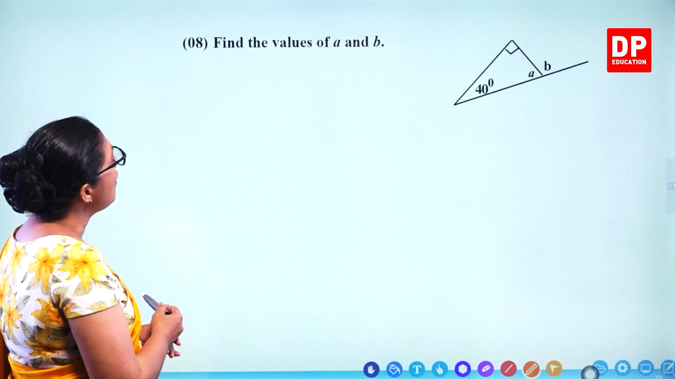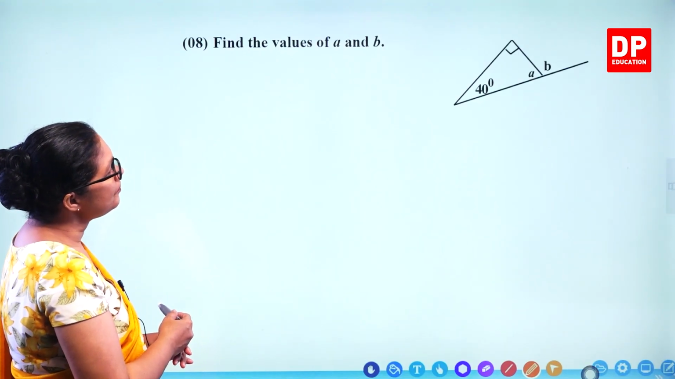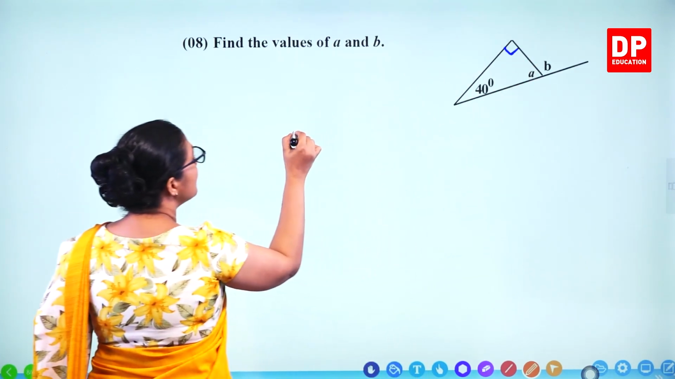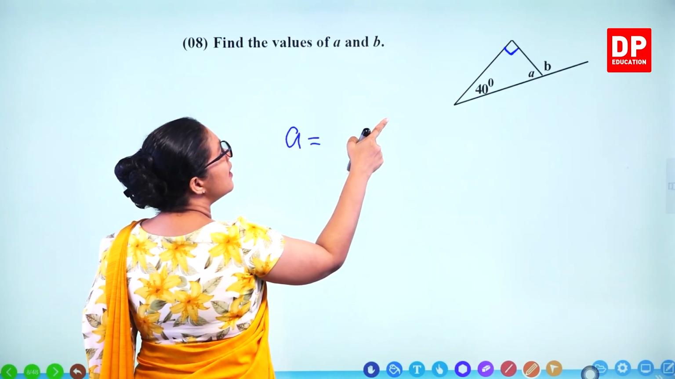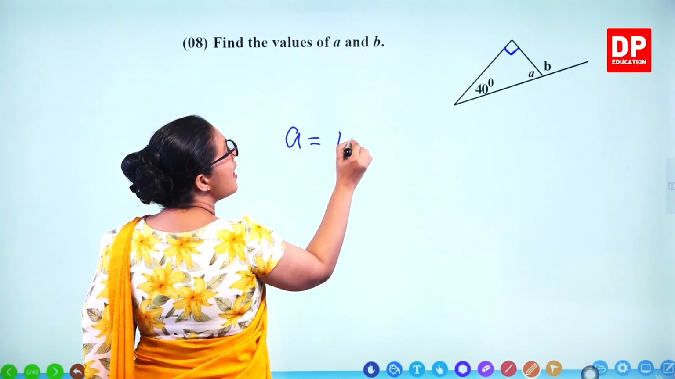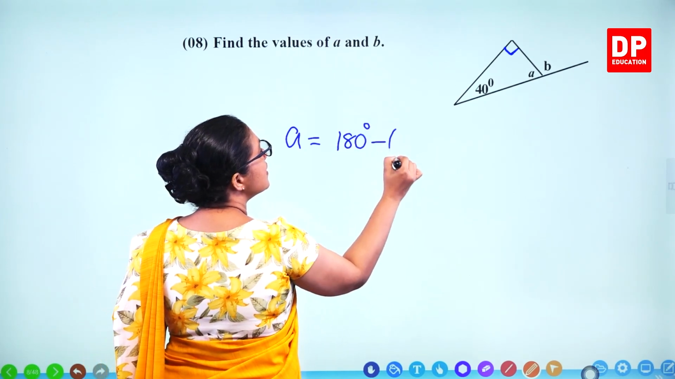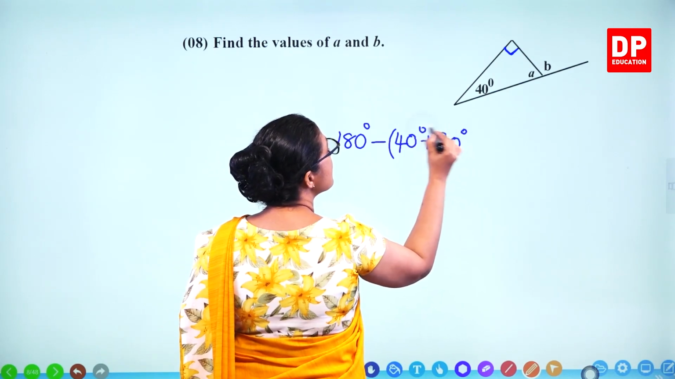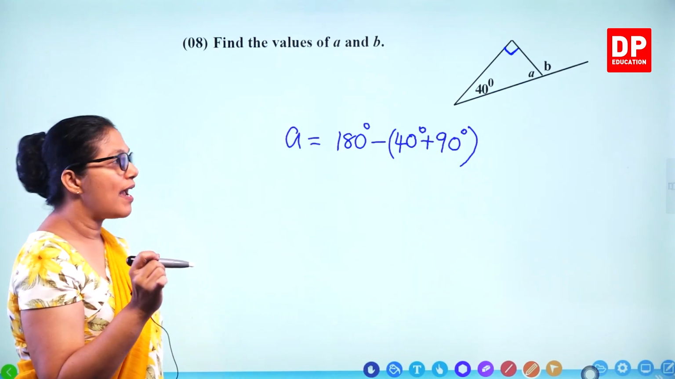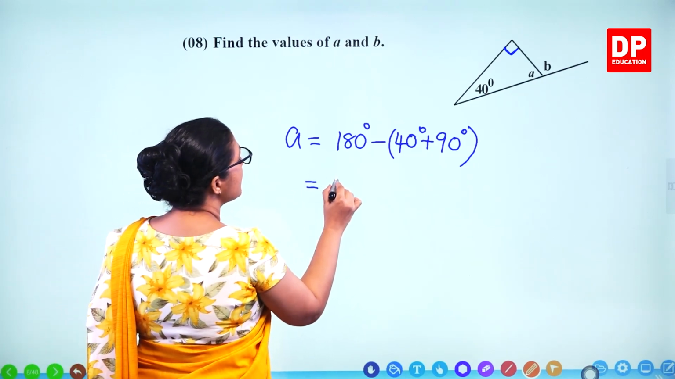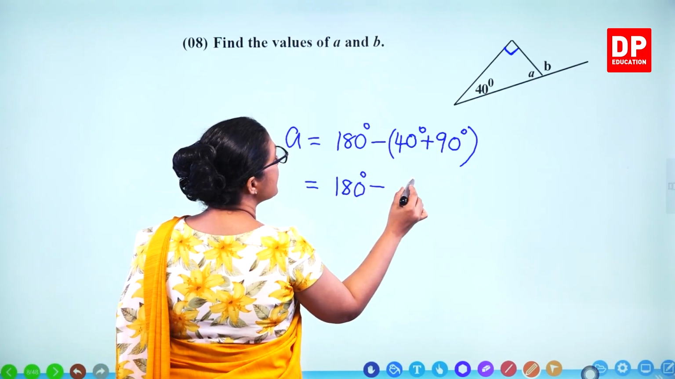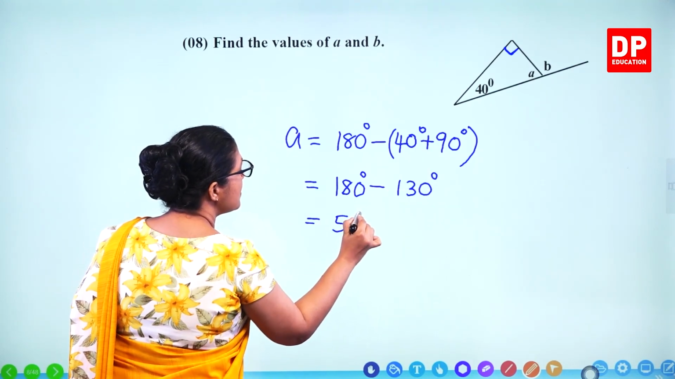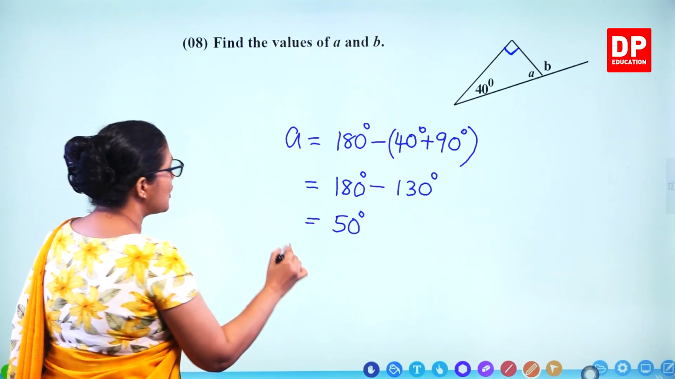Question number 8. Find the values of A and B. This is a right angle triangle, 90 degrees given. So what's A? A is 180 minus the two angles 40 and 90, because the sum of all angles inside the triangle is 180. So you get 180 minus 130, that's 50 degrees. So what's B then?